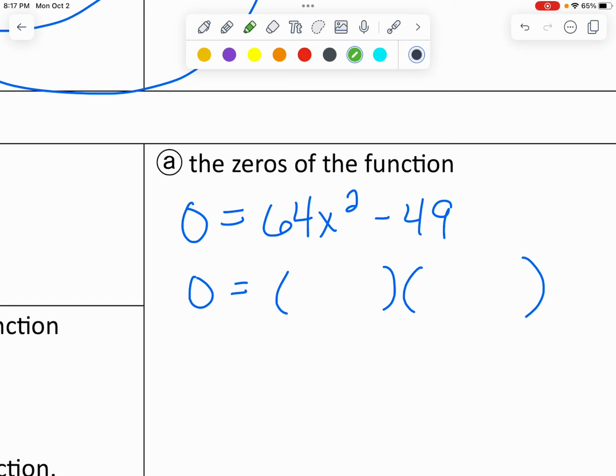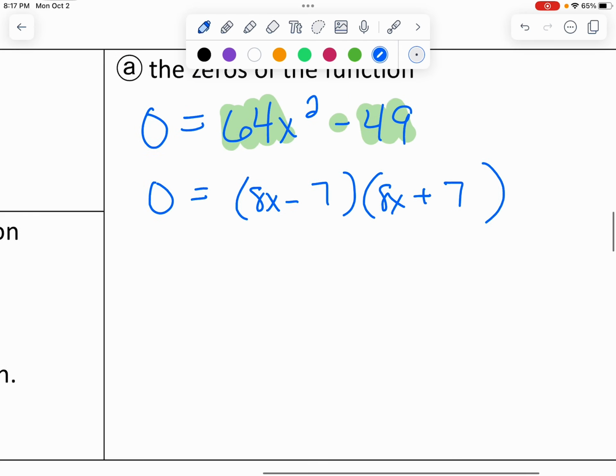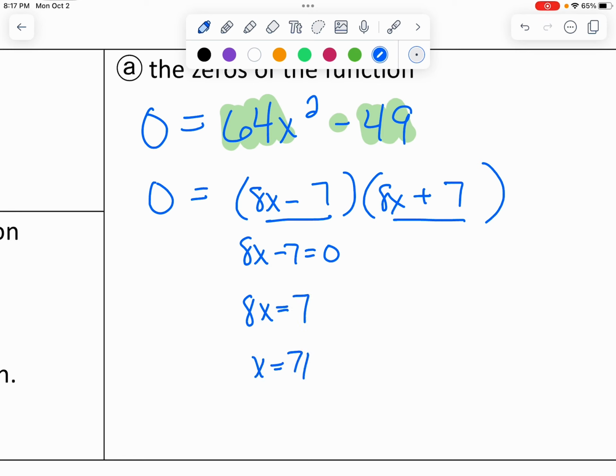First of all, do you see difference of perfect squares? The square roots are 8x minus 7 and 8x plus 7. And we would set each of those factors equal to 0 and solve them. So 8x equals 7. x equals 7 over 8. Seven eighths. We solved that fast, right?